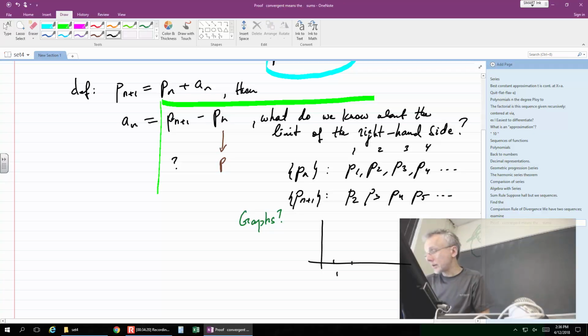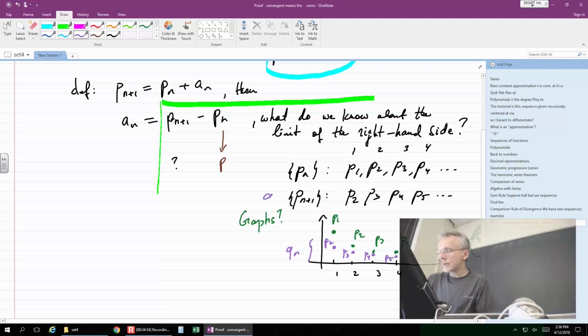So 1, 2, 3, 4. If I have my P, say this is P1, this is P2, this is P3, this is P4. Now if I'm trying to plot the other one, I'm going to have P2 in the first location. That's my second sequence: P2, P3, P4, and here somewhere will be P5.